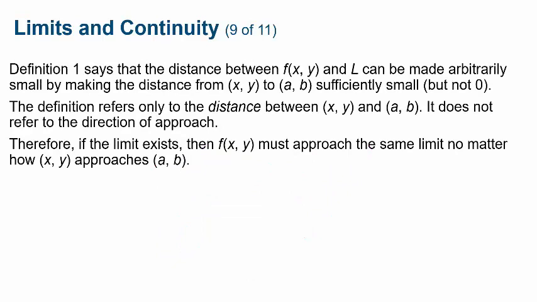So the first definition we had says that the distance between f of x, y, and L can be made arbitrarily small by making the distance from x, y to a, b sufficiently small. This definition refers only to the distance between x, y, and a, b. It does not refer to the direction of approach. Therefore, if the limit exists, this function f of x, y must approach the same limit no matter how x and y approaches a and b.